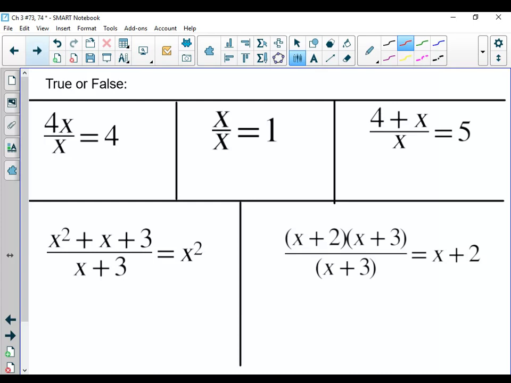Okay, figure out who the oldest person in your group is. The oldest person in your group is the spokesperson for your group members. So for the first equation, if your group said that was true, you're going to stand up. Oldest person wins. So 4x over 4 equals 4. If you think that was true, stand up.